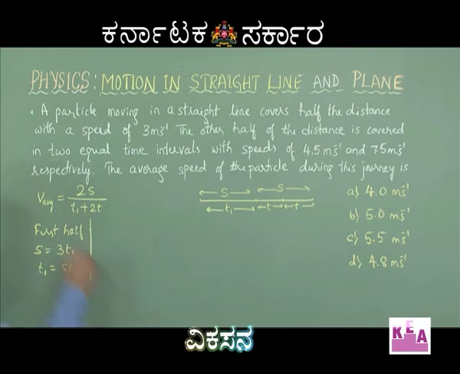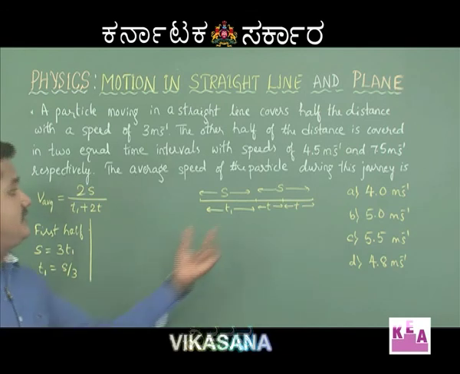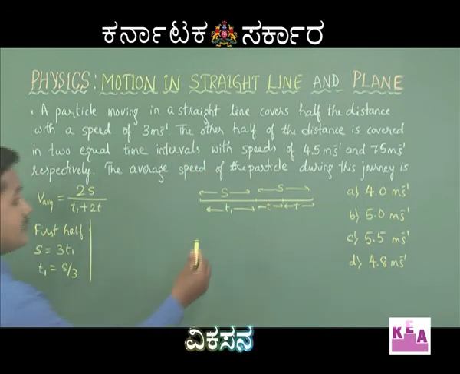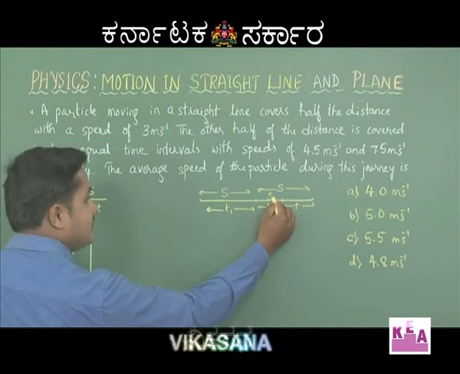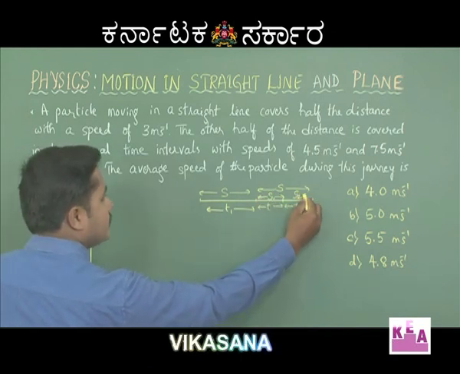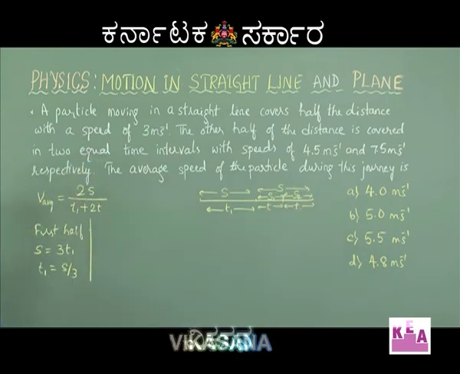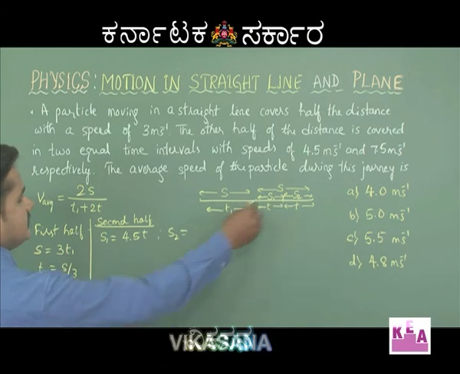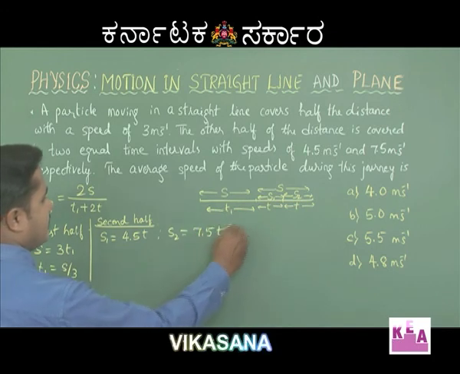Now, I will go to the second half. During the second half, take this time interval t. It is covered with a velocity 4.5 meter per second. Therefore, let me give symbols for these distances. This is S1 and this is S2. So, S1 is covered, this is the second half I am talking about, with a velocity 4.5, therefore 4.5 into time t. Similarly, S2 is covered with velocity 7.5 into time t.